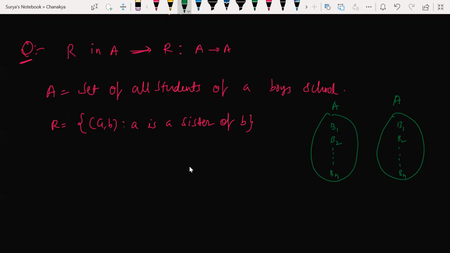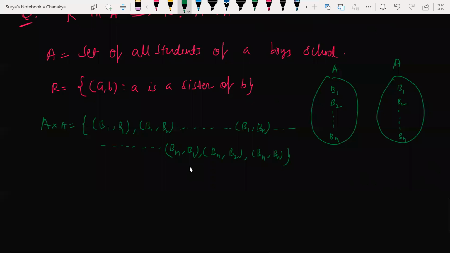Now I'm talking about a relation from A to A. So A cross A is going to be what now? B1 comma B1, B1 comma B2. If you write ordered pairs, you can write till B1 comma Bn, and so on, till Bn comma B1, Bn comma B2, Bn comma Bn. Okay, these are the ordered pairs I'll be getting.